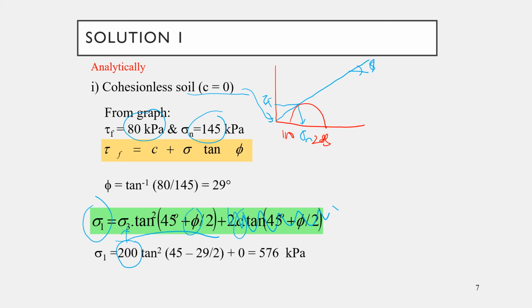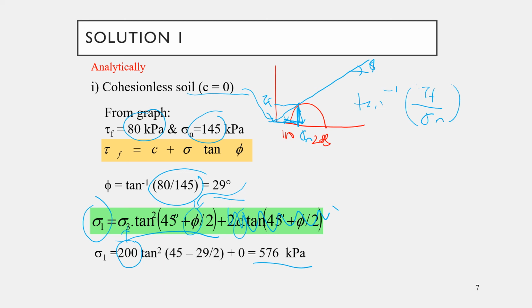So you can use trigonometry, because this is your friction angle. You can use arctangent of the shear stress at failure divided by the normal stress, so you get the friction angle value of 29 degrees. Put back into these equations, calculate, and the answer will be 576.